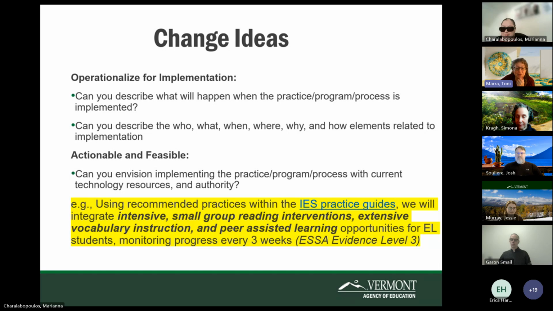So in this example, the change ideas include using recommended practices within the IES practice guides, to integrate intensive small group reading interventions, extensive vocabulary instruction, and peer-assisted learning opportunities for EL students, monitoring progress every 3 weeks. So here you can see we are getting very specific on the practices that will be implemented and monitored through the PDSA cycles. Next slide.